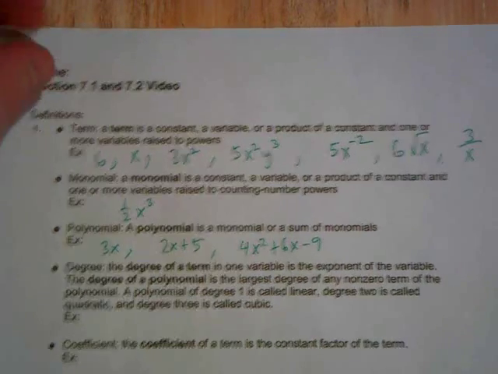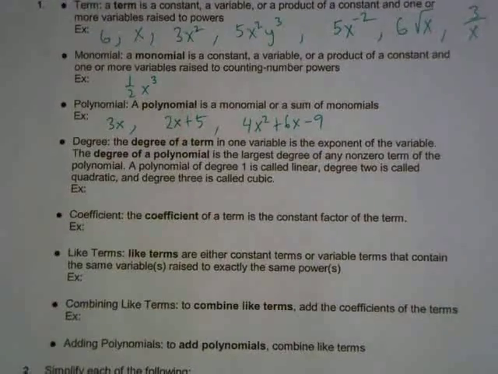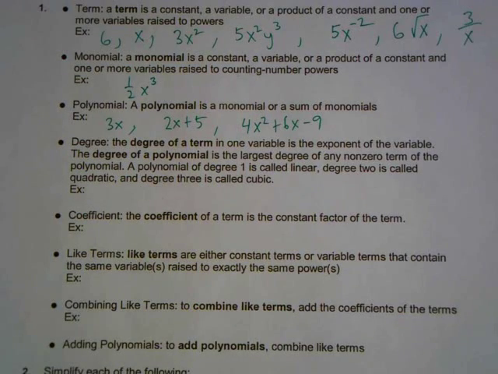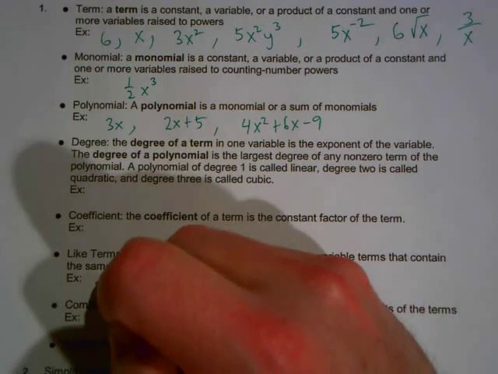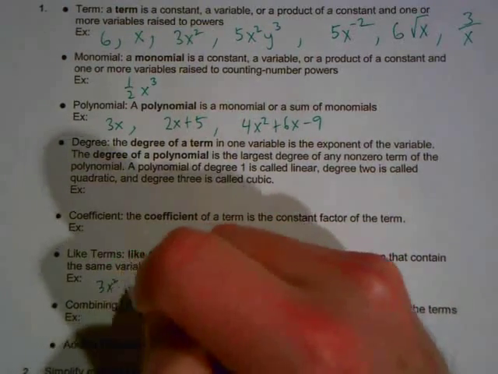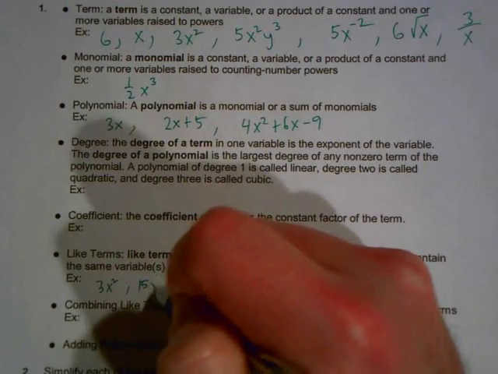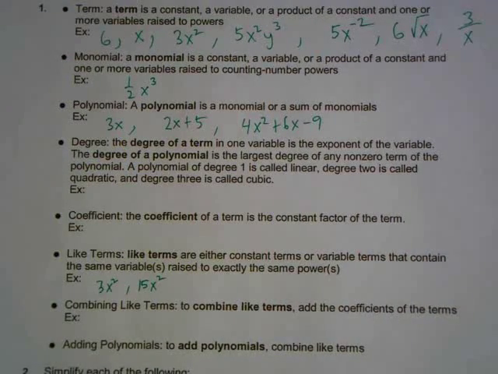Alright, we're almost getting ready to start adding and subtracting polynomials. Like terms. Like terms are either constant terms or variable terms that contain the same variables raised to exactly the same powers. So, for example, 3x squared and 15x squared, those are like terms. They have exactly the same variables. They have exactly the same powers.